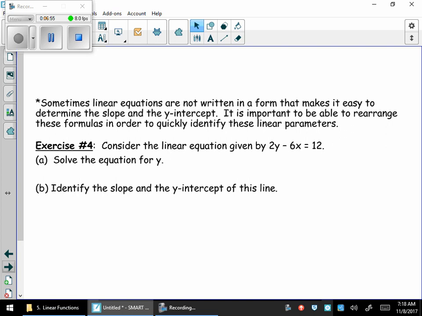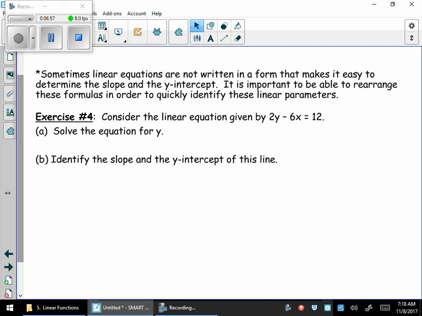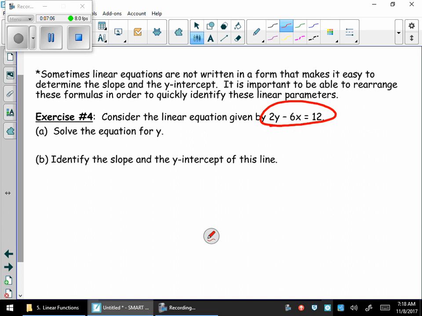Now, there are going to be some questions where it's not going to be quite as straightforward to find the slope and the y-intercept. We might have to do a little bit of work first, and this is an example of that. If you look at the equation that we were given, this one is not solved for y. So if we'd like to graph a linear equation, and it's not solved for y, all we have to do is get y by itself. Once we have y by itself, we can identify the slope and the y-intercept.